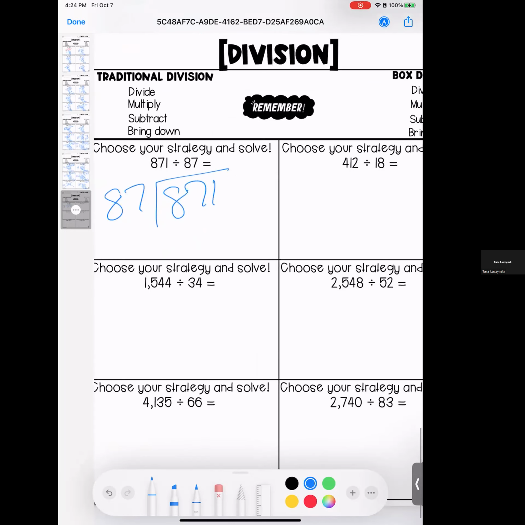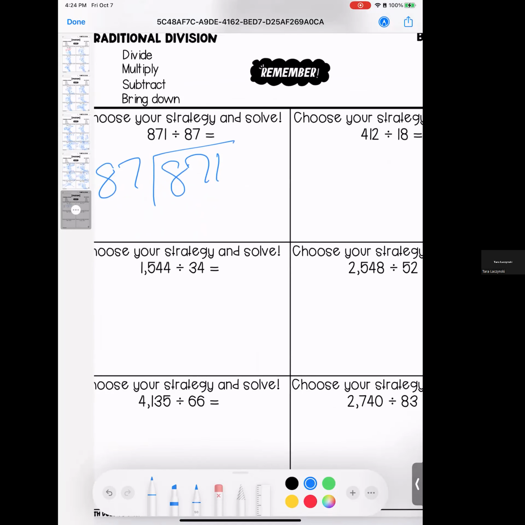Keeping that in mind, 87 is going to go into 87 one time. 1 times 87 is 87. I subtract for 0. I bring down my 1. Be careful with this. When I am in the middle of a question or past the first digit and I can't divide in, meaning 87 does not divide into 1, I have to show that with a 0. This is going to be 10 remainder of 1.